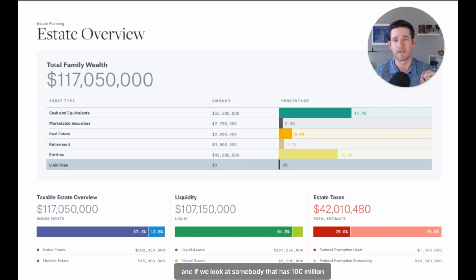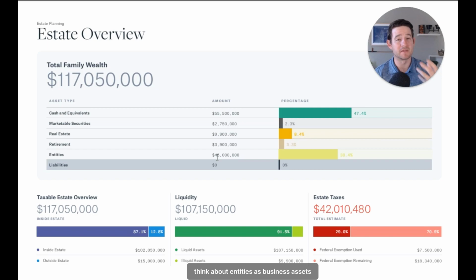If we look at somebody that has $100 million plus net worth, they have about 50% of these dollars in cash and equivalents. You can see that listed there at $55,500,000. We have marketable securities at just under $3 million. We have a nice, healthy real estate portfolio at about $10 million. We have our retirement assets. These are going to be our 401ks, our IRAs, our Roth IRAs at just under $4 million. And then we have entities at $45 million.